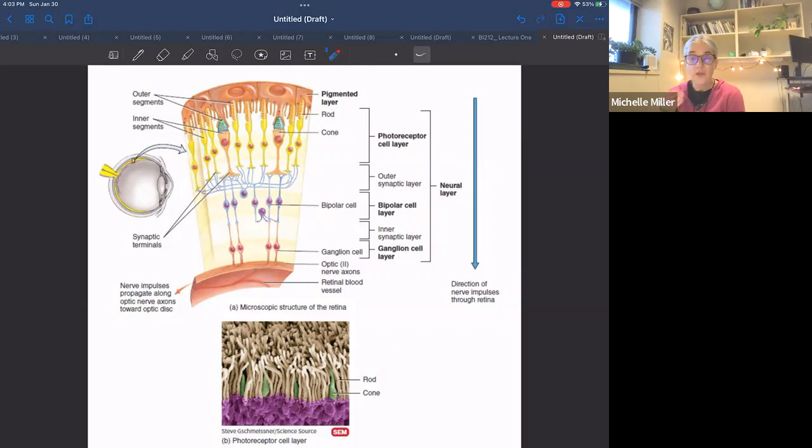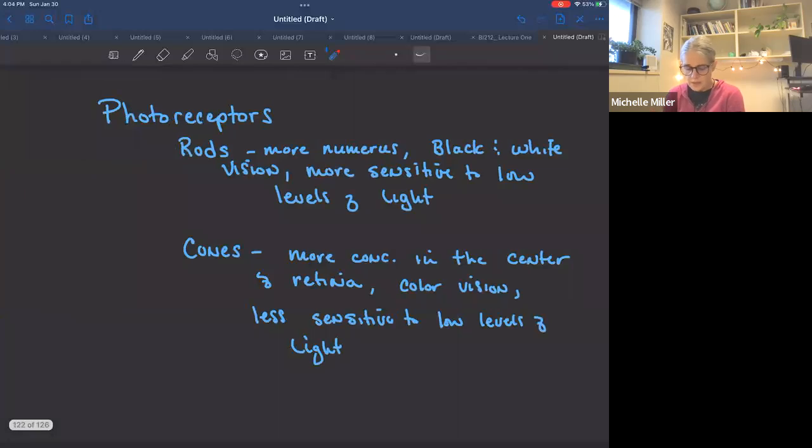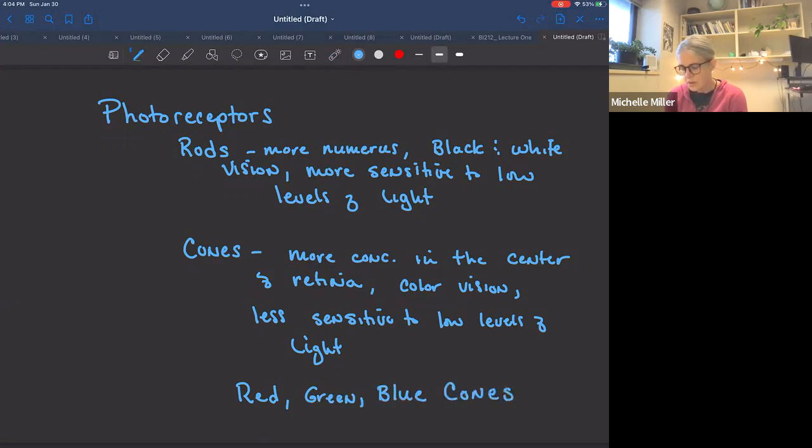Now, if we look at the cones, there are 3 different types of cones. There are red cones, green cones, and blue cones. Some people are born genetically with a mutation that doesn't allow them to detect the difference between red and green. And so they either don't have the red or they don't have the green cones. And so there is no ability to perceive the difference between red and green.